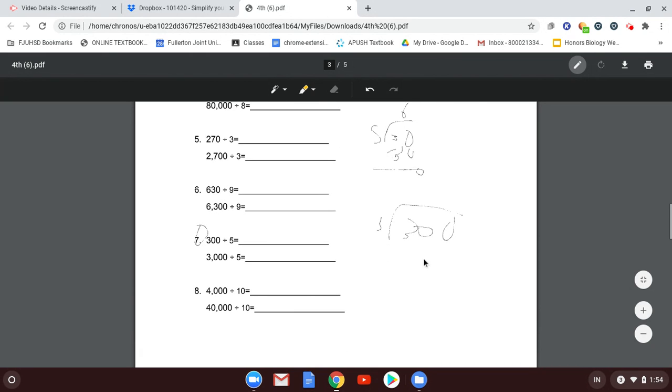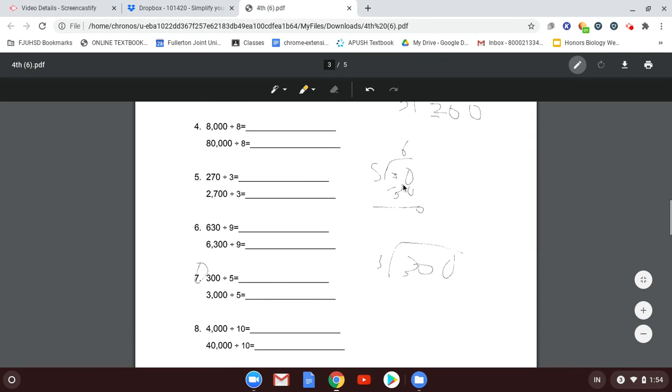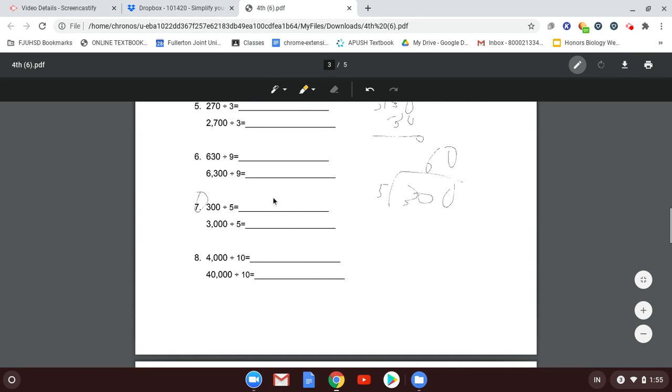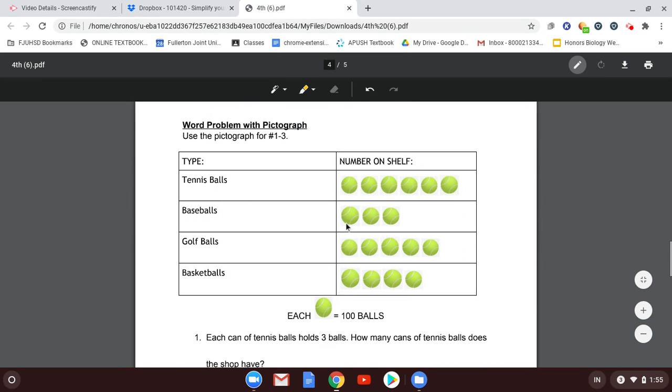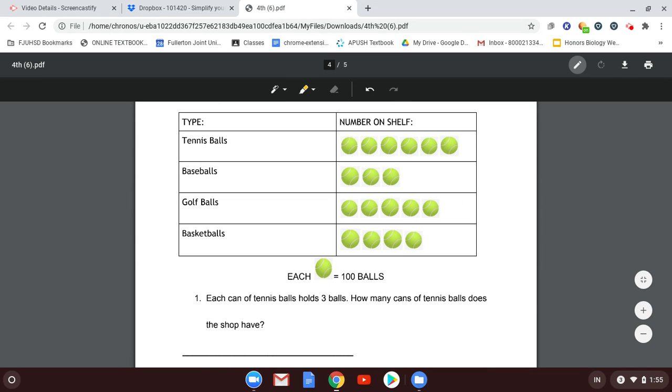And we know that 300 is just 30 times 10. And we know the 5 is still the same. So we can do 6 times 10. It would make the answer this. Okay? We make 60 as an answer. Then we know that 3000 divided by 5 is just 300 times 10 divided by 5. So the answer would just be 60 times 10, which is 600. Okay.